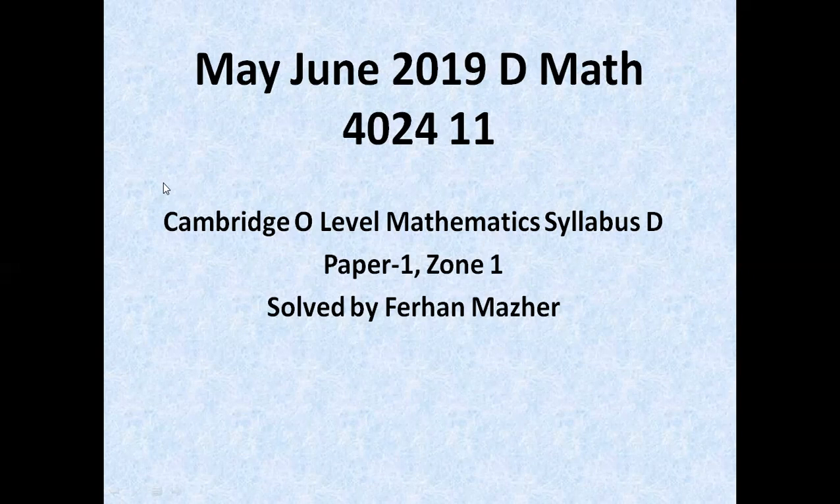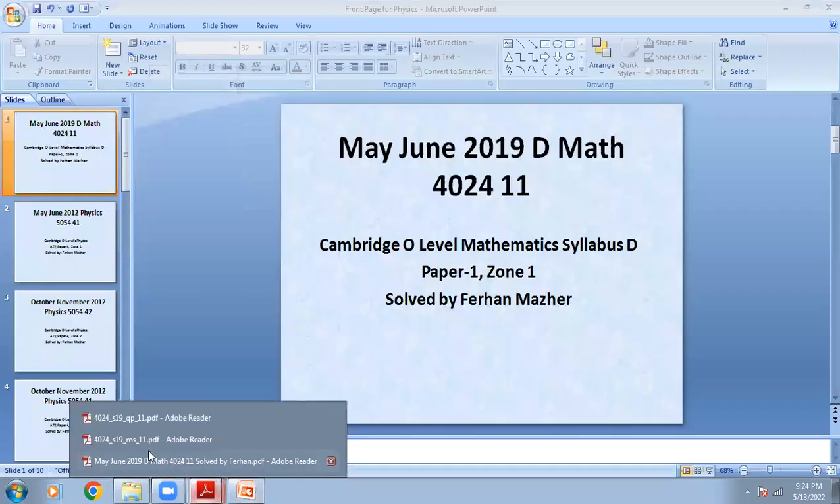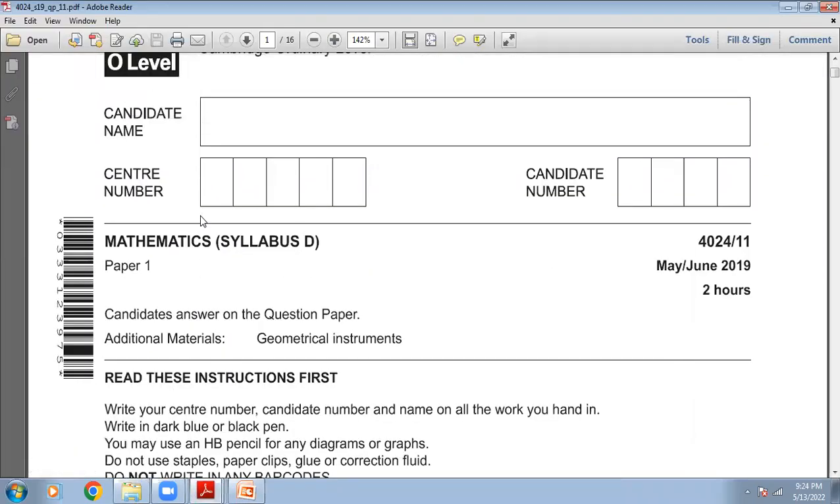We will solve this paper in two sessions. This is the first session, the A part of this paper. So let's start this paper. We will try to do the maximum questions in part A of this paper. So here the question paper is coming up on your screen. The May June 2019 1 paper.